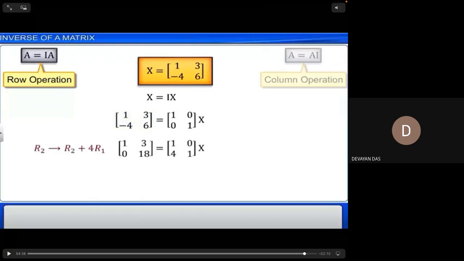Sir, how do we decide that it is taken as 4? How can we know? When you see the number in the second row, what is there? It is -4, right, in the second row. Our intention in the first step is to make the -4 a 0. We have to make that -4 into 0. Is it understandable?